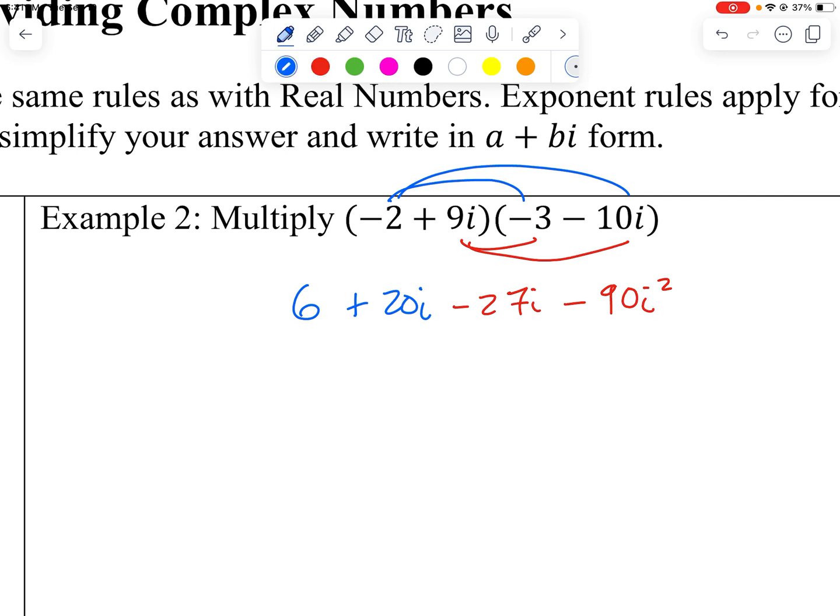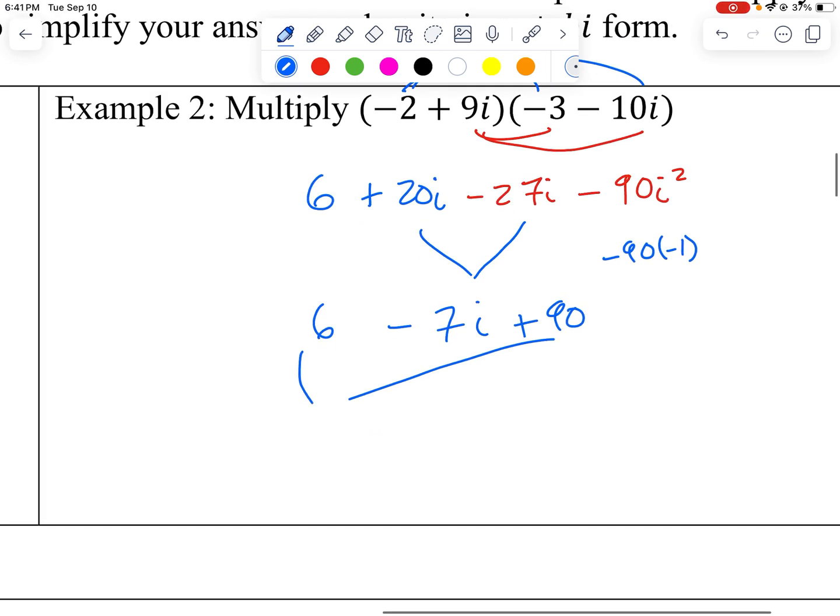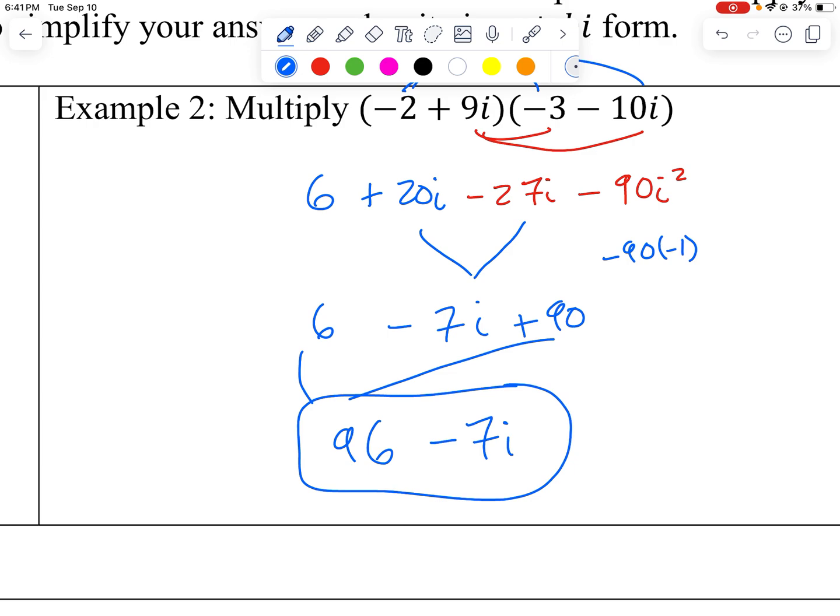And much like on our previous one, we can simplify things that have i squared, meaning this part is equal to -1, so it's -90 times -1. And so now we've got 6, and these combine, we'll get minus 7i. And then over here, this will get us plus 90, and these two will combine to give us 96 minus 7i, and that's in standard form where it's a plus bi.